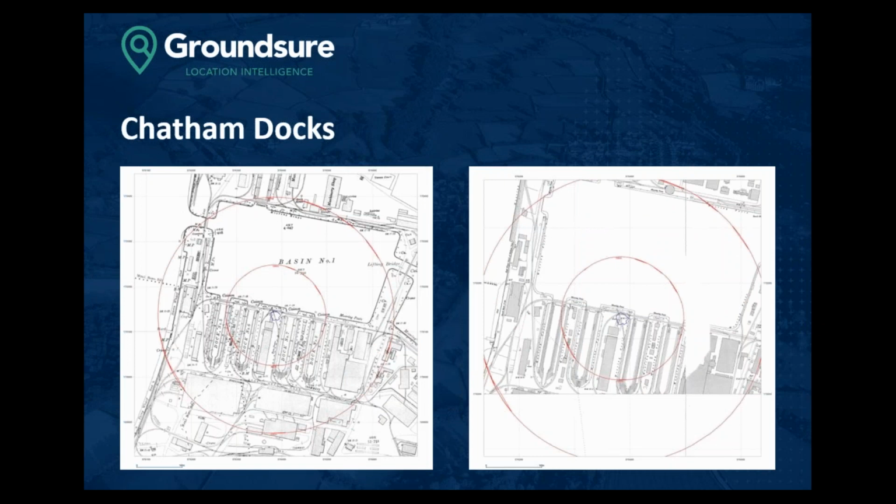Here's a little bit of a closer look again at the Chatham Docks. On the left is an image from the 1930s. As you can see, there are labels and names, and it signifies a basin. And the image on the right is from the 1950s. So part of the docks have been removed between the 1930s and the 1950s.